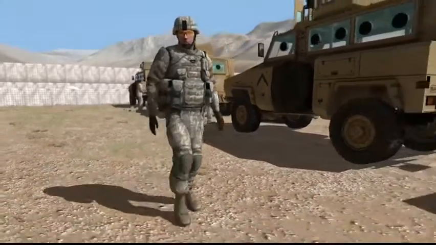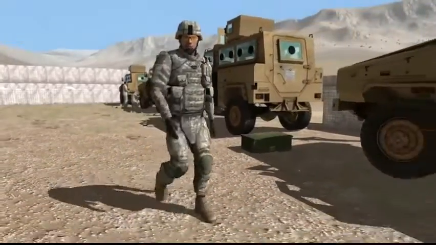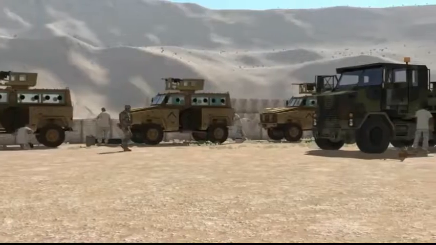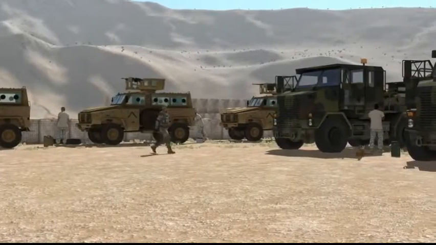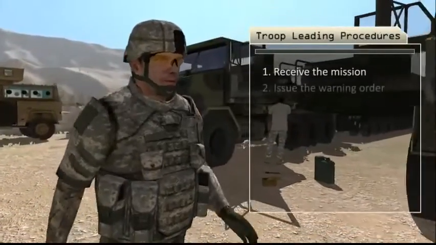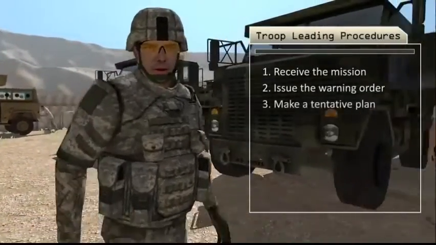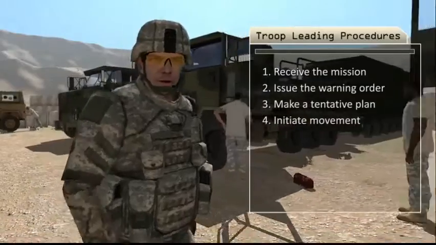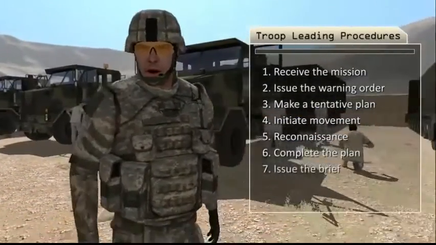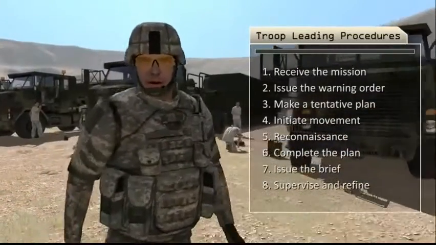Hello, troops. Troop leading procedures are conducted at company level and below. Whatever mission you may have to accomplish, you need to always incorporate the 8 steps of troop leading procedures. The 8 steps are: receive the mission, issue the warning order, make a tentative plan, initiate movement, reconnaissance, complete the plan, issue the brief, and supervise and refine.